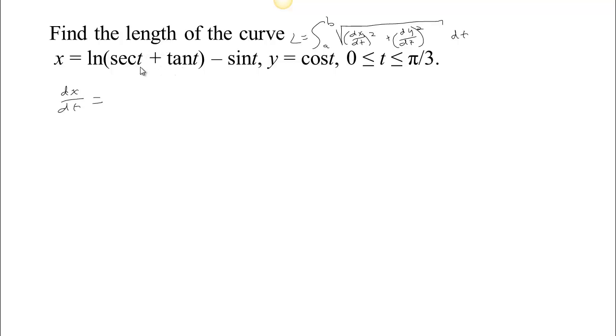See, if you take the derivative of the natural log of a function, you get the derivative of the inside over the inside. Now the inside is secant t plus tan t, and the derivative of the inside, well, the derivative of the secant is the secant tangent, the derivative of the tangent is the secant squared. So we get secant tangent plus secant squared.